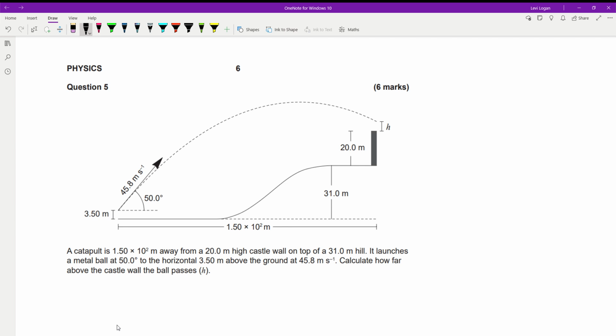In today's video, we're going to be looking at this physics projectile problem, okay? So a catapult is 1.5 times 10 to the 2 meters away from a 20 meter high castle on top of a 31 meter hill. This catapult launches a metal ball at 50 degrees to the horizontal, and it's 3.5 meters off the ground, and the velocity of this thing is 45.8 meters per second, okay? Calculate how far above the castle wall it passes, H.